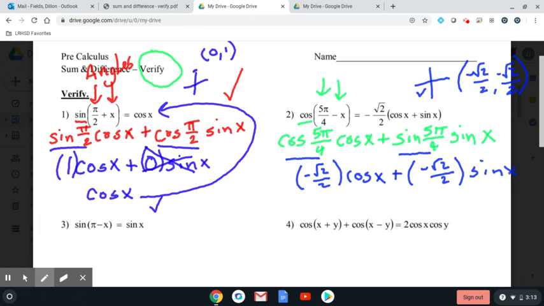All right, now go back and think about what you're trying to get the entire time. You're trying to get negative root 2 over 2 times cosine of x plus sine of x. So at this point in time, what I want you guys to think about is that in front of both of those trig functions is a negative root 2 over 2.